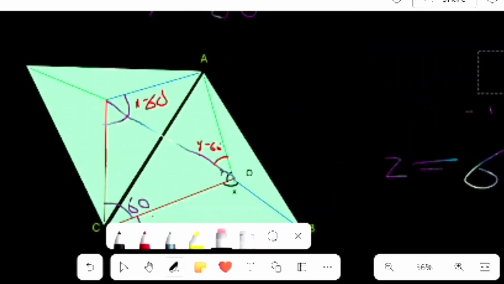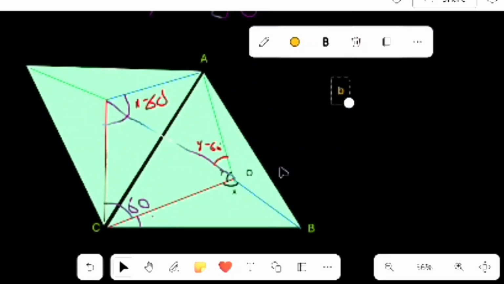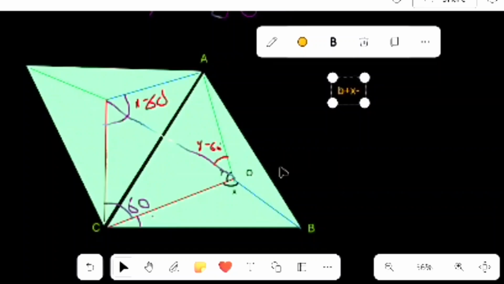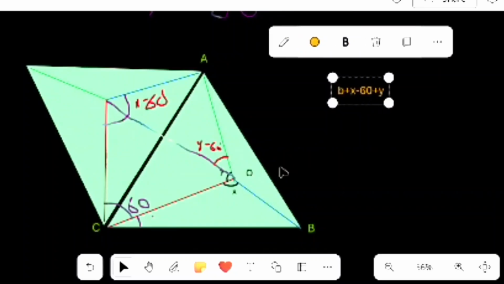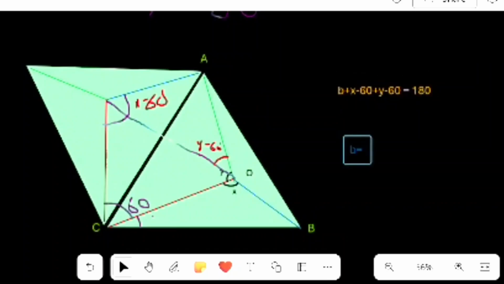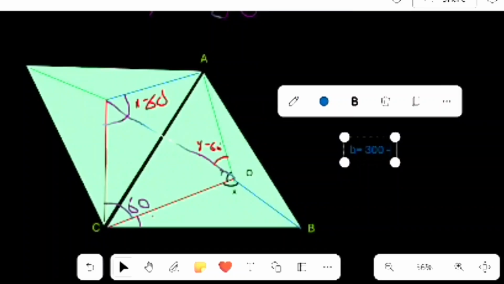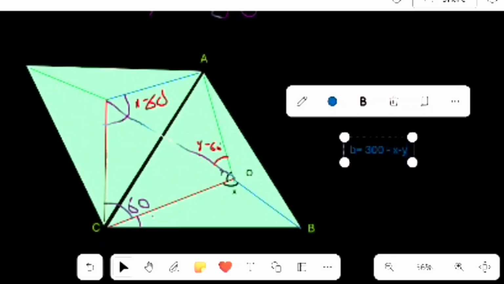Let me just erase this over here. So now let us suppose that this angle is B. We can write that B plus x minus 60 plus y minus 60 is equal to 180. From this we get that B is equal to 300 minus x minus y.